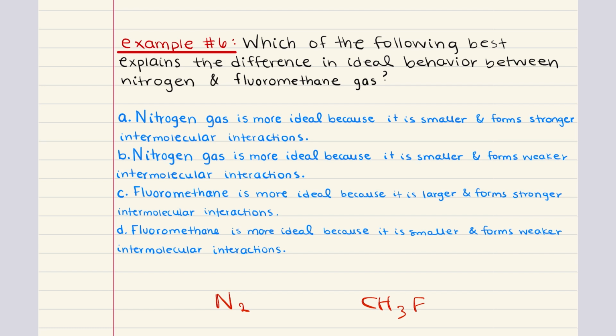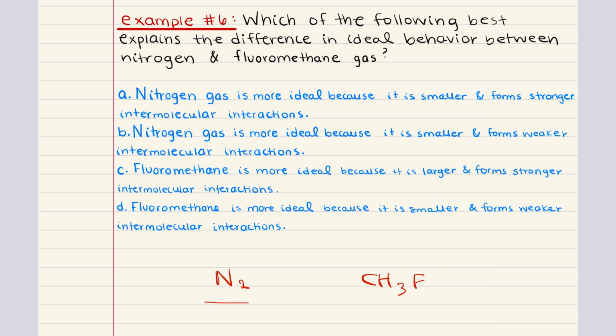So looking at these two gases, nitrogen gas and fluoromethane gas, nitrogen here is a diatomic molecule with relatively small size, and fluoromethane is a larger molecule than nitrogen. Now, looking at nitrogen, nitrogen is going to form weak intermolecular forces, primarily van der Waals forces due to the nonpolar nature of nitrogen gas. Fluoromethane gas, on the other hand, is going to form stronger intermolecular forces, including things like dipole-dipole interactions due to the polarity that's introduced by that fluorine atom.